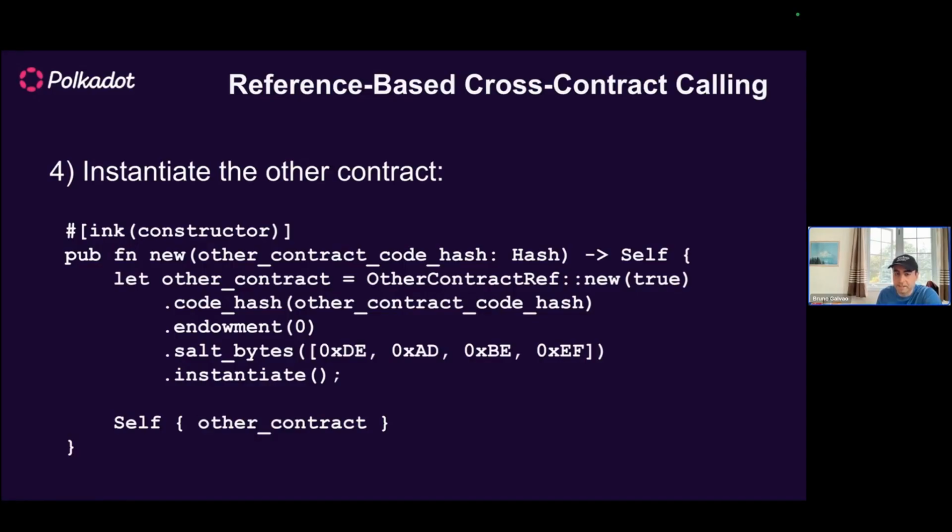So the main reason we have the reference is because then we know how to interact with that specific code, that specific contract that we're specifying the code hash. And in this case, we're instantiating it. Okay. And we're returning the other contract reference. Other contract reference, we store that in state. We store that in the storage.